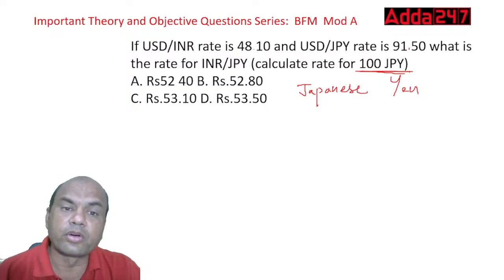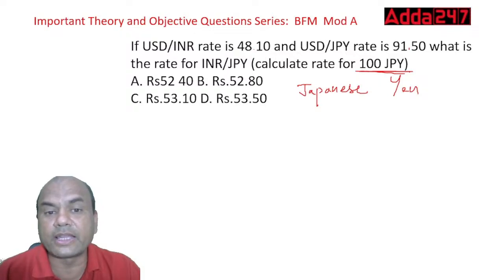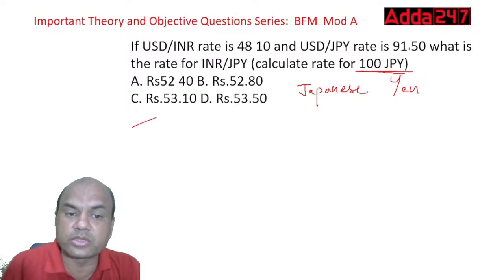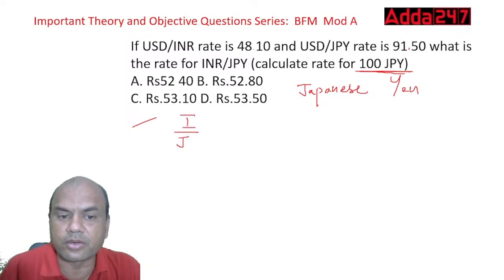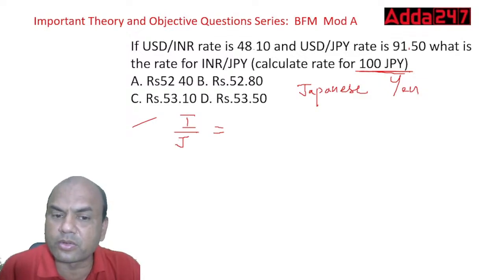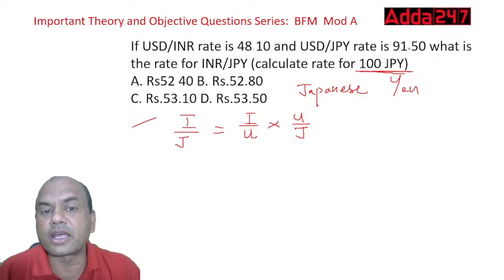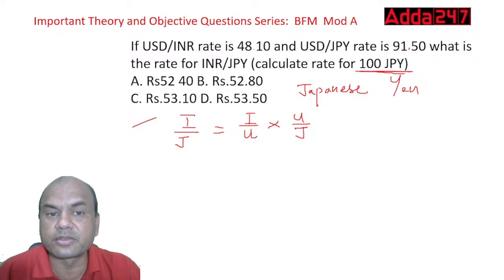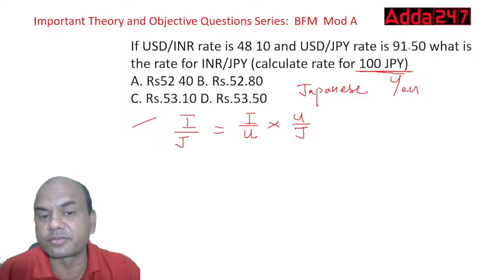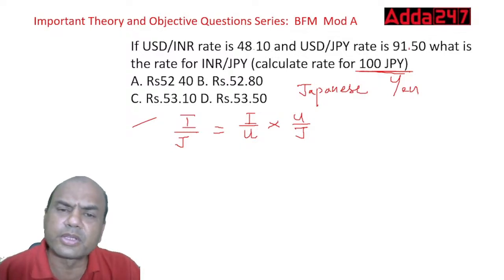So what is the rate now? You want INR to JPY. I'll write the J over here. Again use the same chain rule: INR to USD into USD to JPY. Are you having both the rates? Are you having INR to USD? Here, USD to INR is given. INR to USD into USD to JPY, this is what you want. So how will you do this?